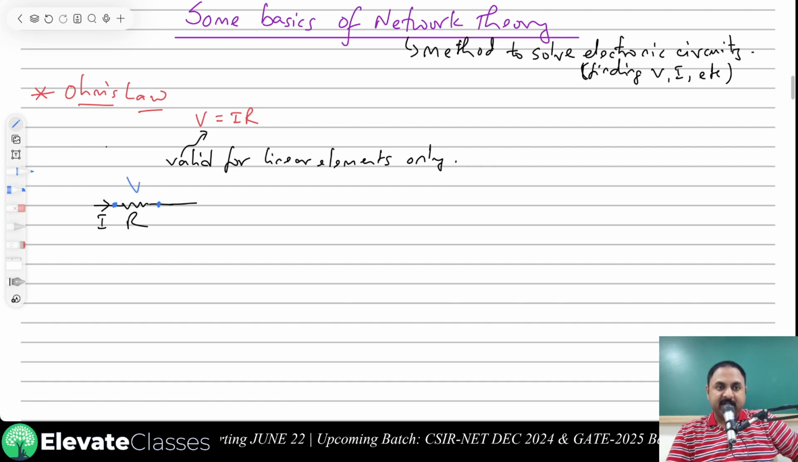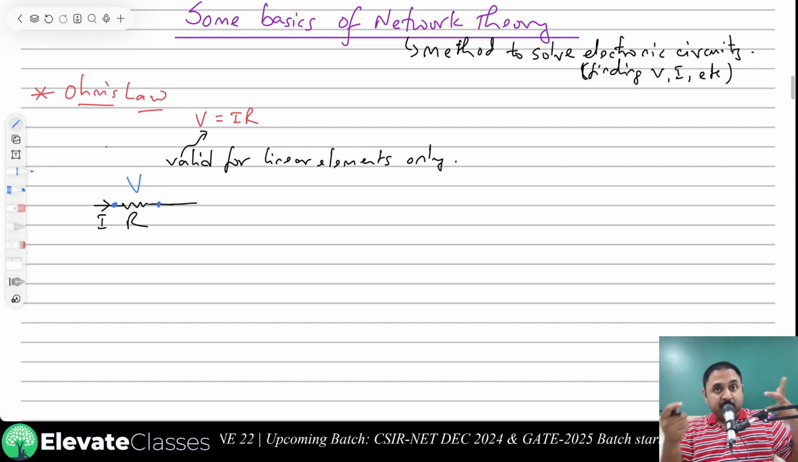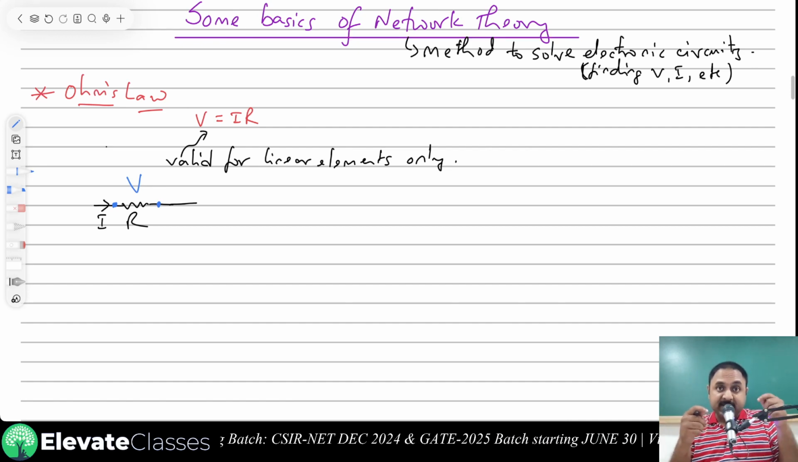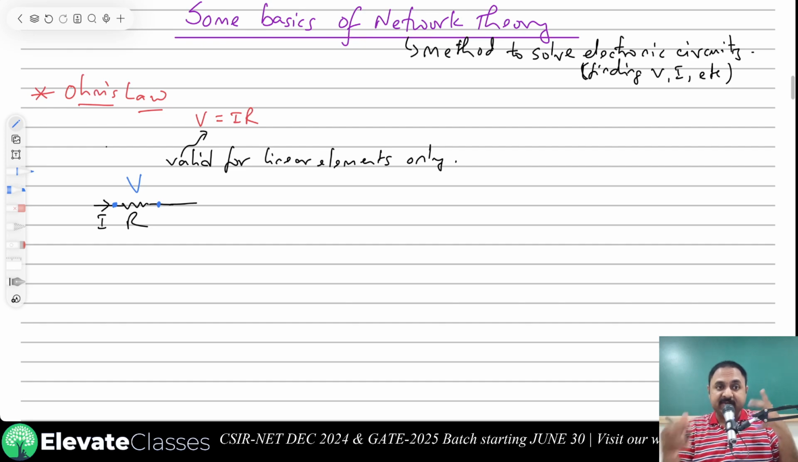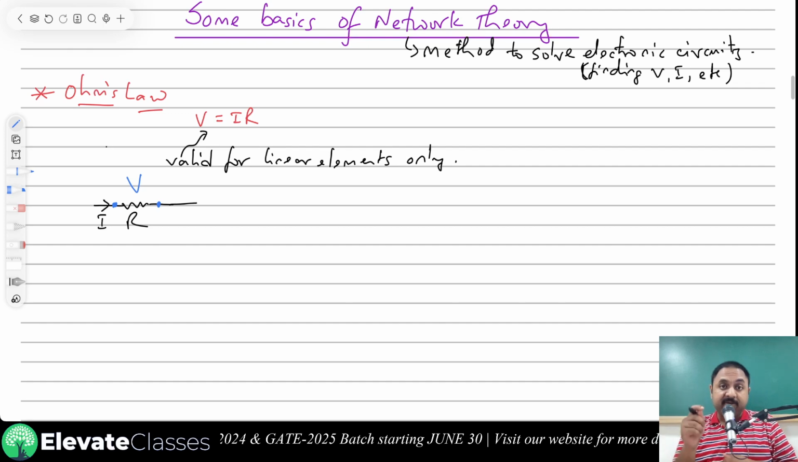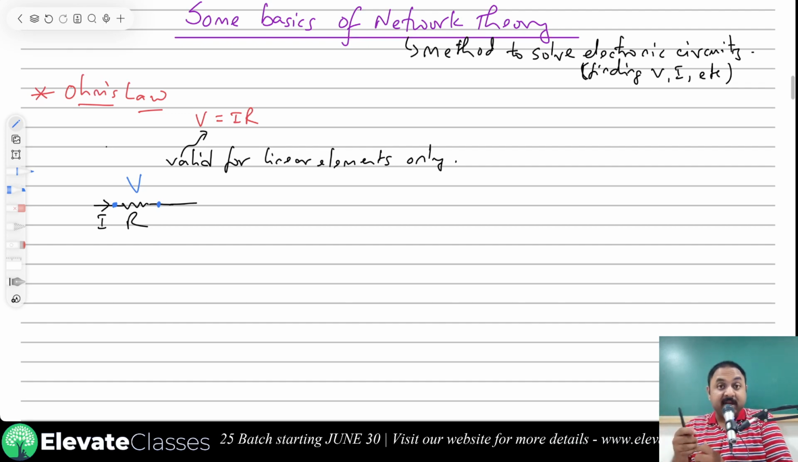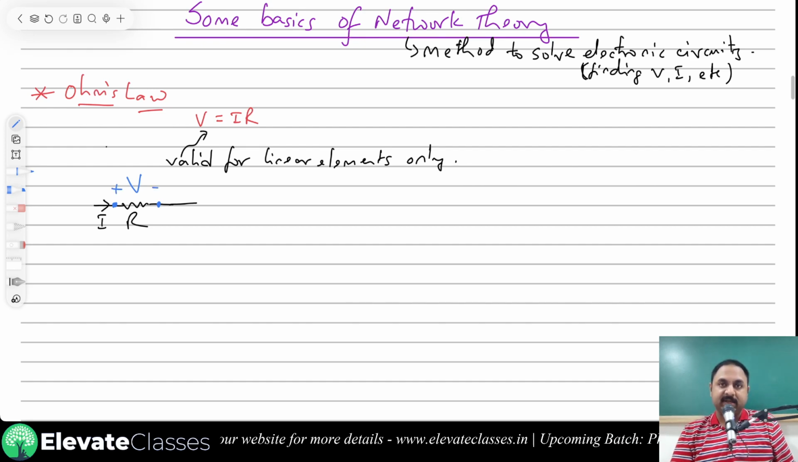Whatever voltage I get, this voltage will have a polarity. If you have used a multimeter in your lab, you know that voltages have polarities as well, right? So where do I take positive, where do I take negative? The convention is, see, when we solve these circuits we do not have a multimeter, we are not in a lab. The pen and paper method is, there is a convention for this. In the direction of current, assume this is positive, this is negative.